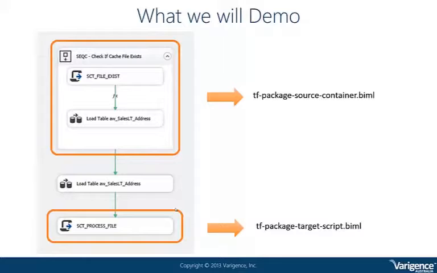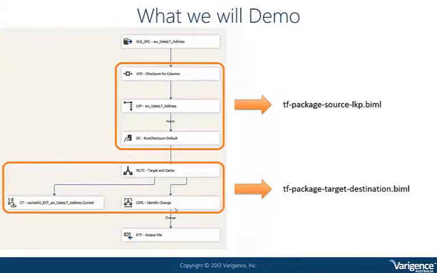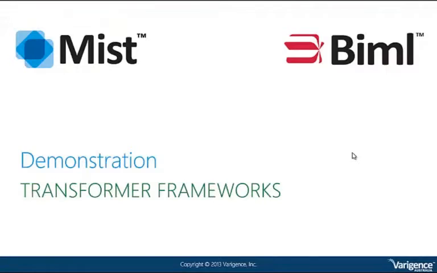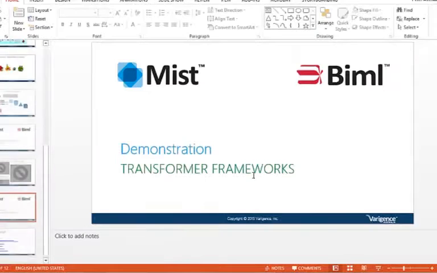After we've done that, we'll move over to the data flow. In the data flow, we're going to take the top section before the multicast, strip that out, and put that into a tf package source lookup, which is basically taking the lookup components. We're going to strip out the multicast with the cache transformation and put that into tf package target destination. So what we will be left with at the end is only the source component and the raw file destination component, as discussed before.